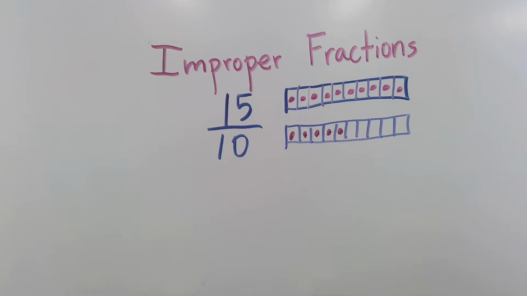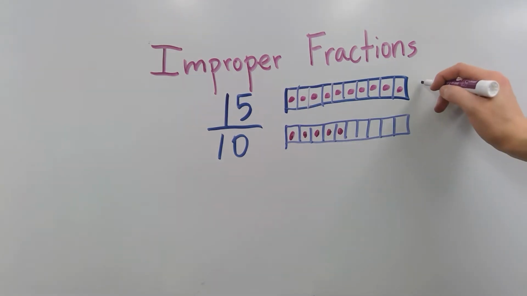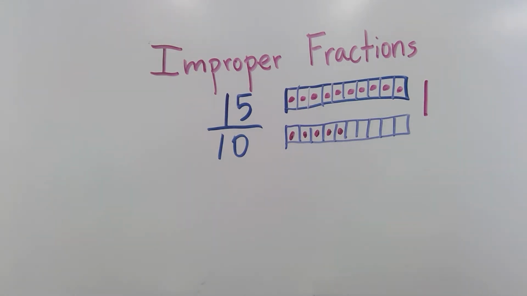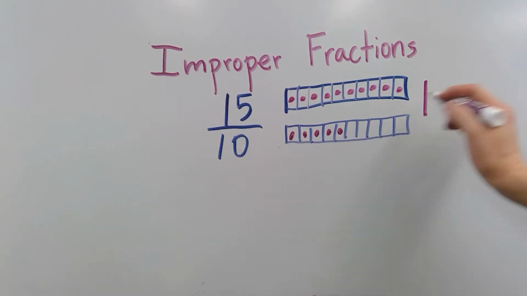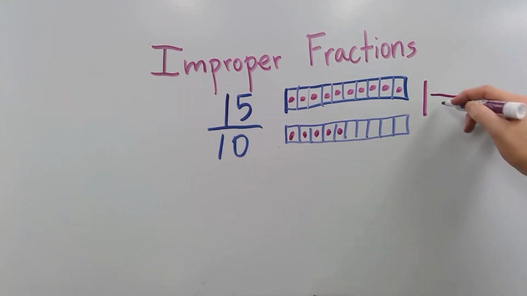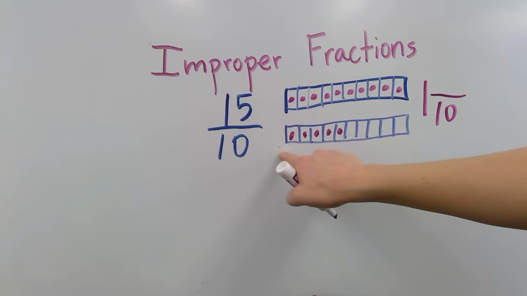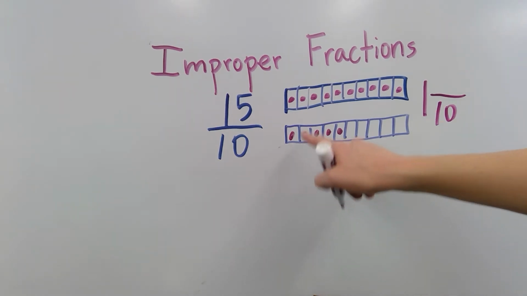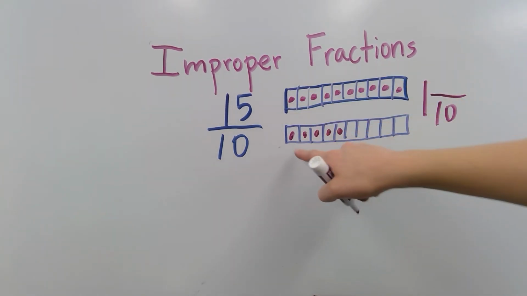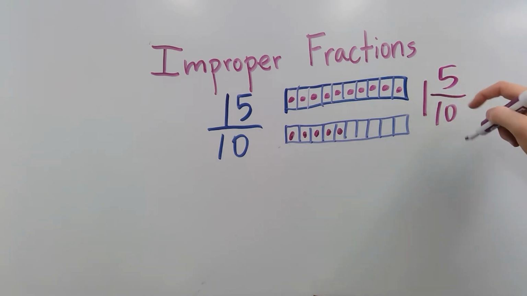So I can change this into a mixed number by writing how many wholes I have, and I have 1 whole, and then writing my leftover. So my denominator here is still going to be 10 because it still takes 10 pieces to make a whole, but I don't have 15 because this is my 1 whole. I only have 5. So it is 1 and 5/10.